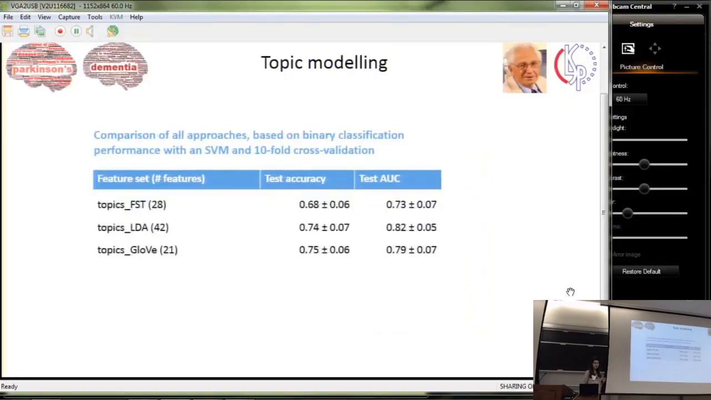We also directly compared them in classification experiments. So here you can see that the LDA topics and the GloVe topics perform quite well, achieving 75% accuracy on binary classification.